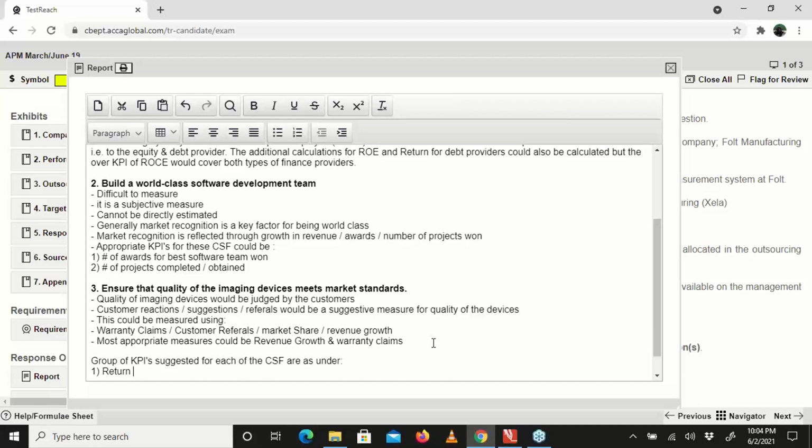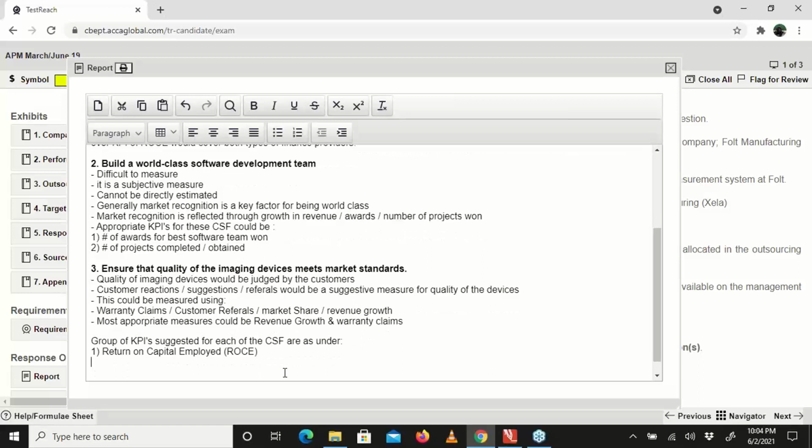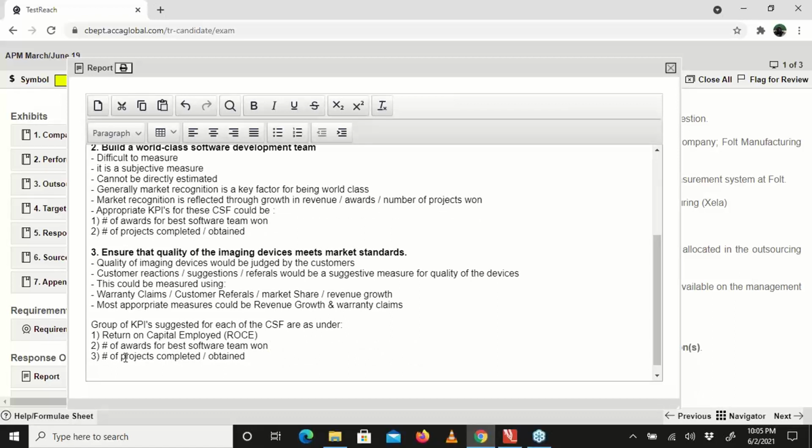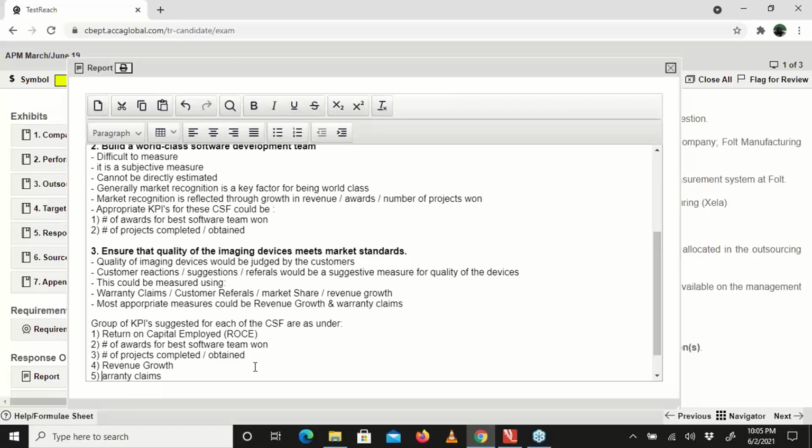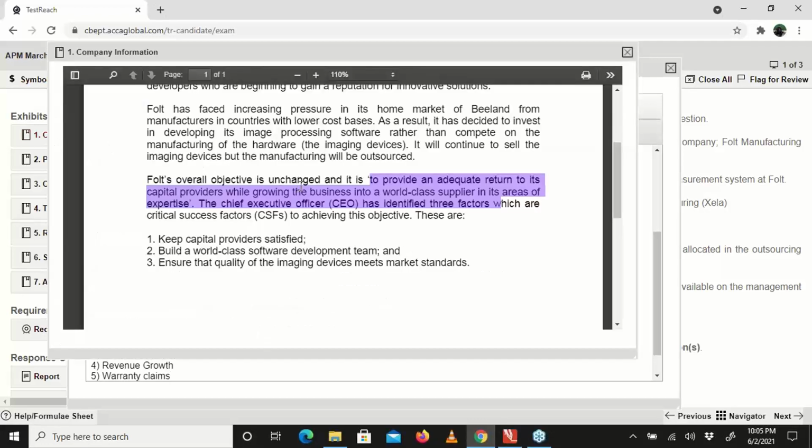So that is number one, the return on capital employed, which is ROCE. The next one of them is basically revenue growth and warranty claims. Okay, let me go back to it a bit.